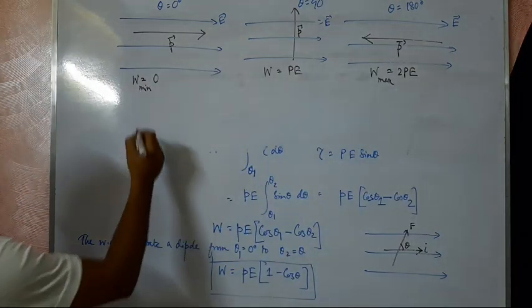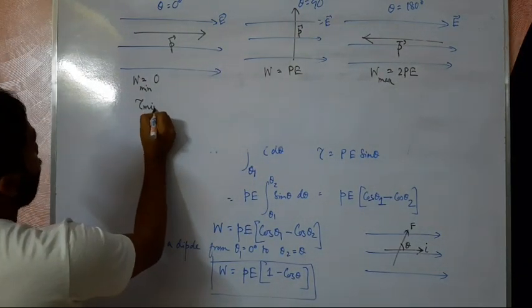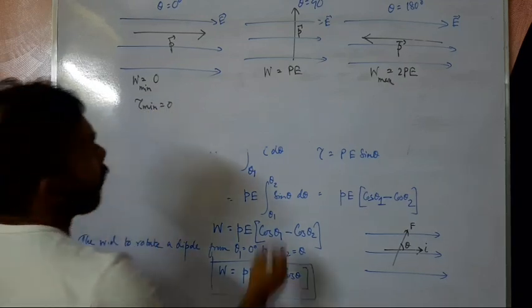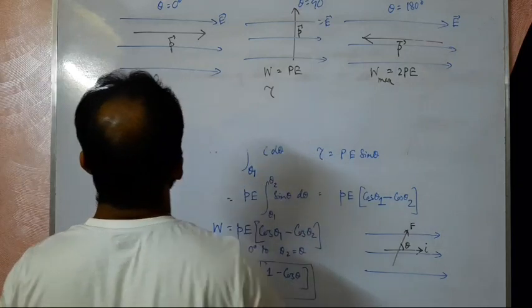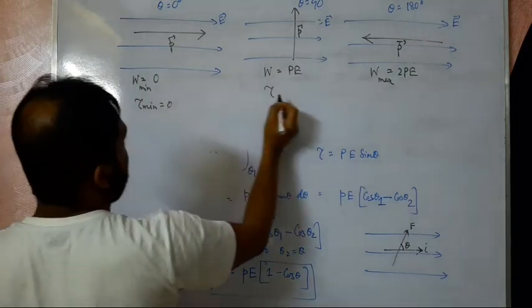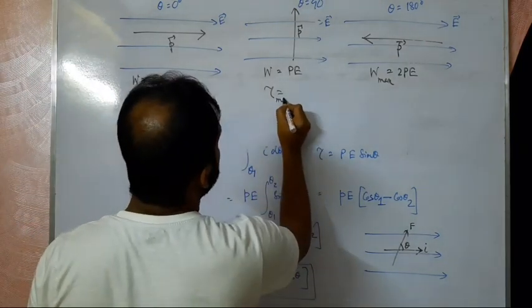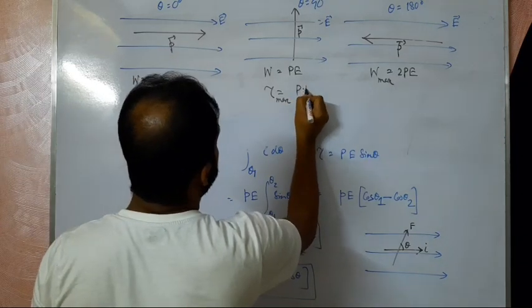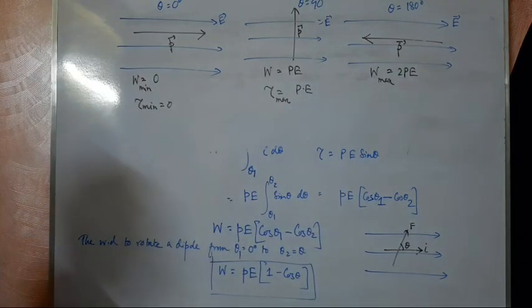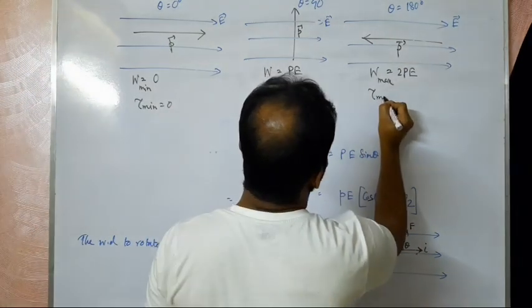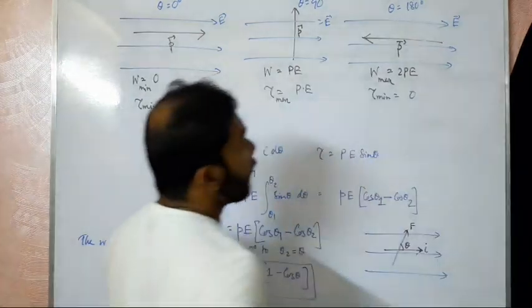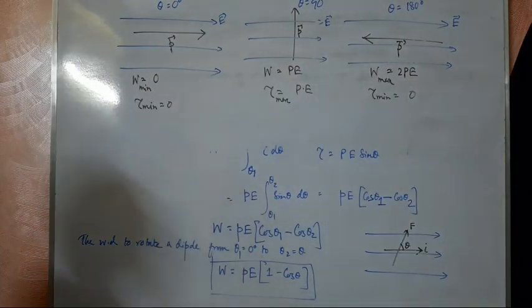Simultaneously we can write also the torque. Torque here is also minimum. Torque here is also minimum, 0, and here torque is maximum. The torque is PE sin theta, which means PE, and here also torque is minimum. Here torque is 0 because sin 180 degree is also 0.